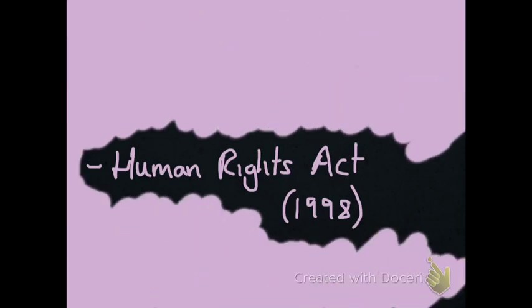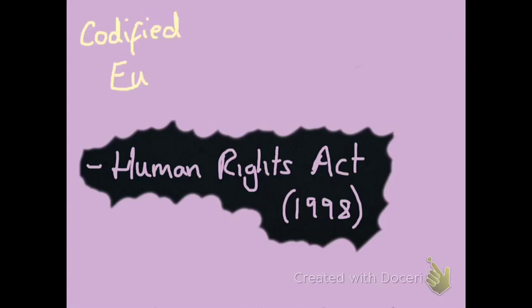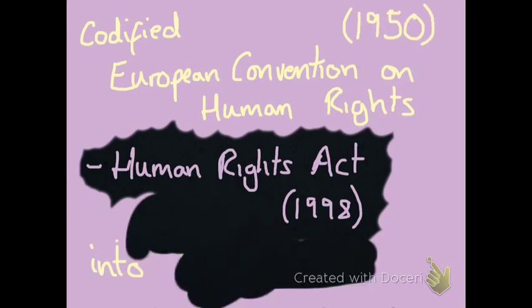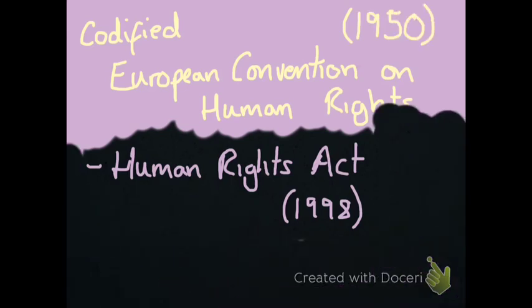The Human Rights Act came into force in 2000 and codified in UK law the European Convention on Human Rights 1950. This would prevent the long drawn-out process of legal appeal to the European Court of Human Rights in Strasbourg.